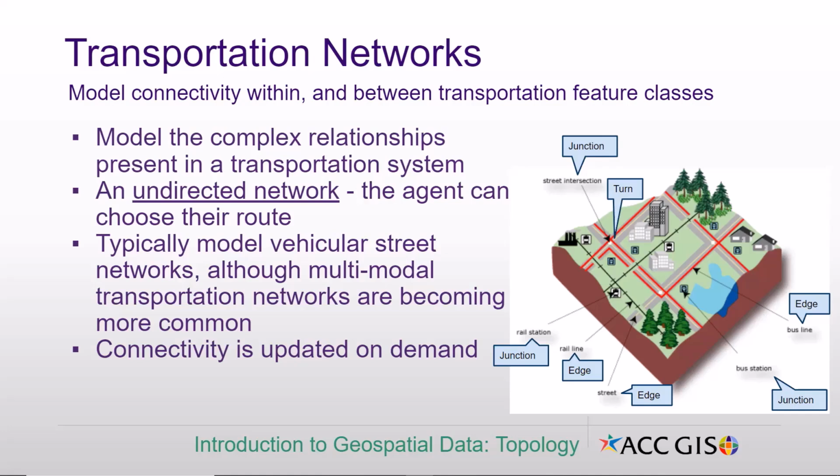The illustration on the right shows a multimodal transportation system in which I've modeled street, bus, and rail transportation networks. Each of those networks includes edges and junctions that allow you to transfer, for example, from one edge to another. In this case, the junctions don't line up, but if they did, for example, if the rail station lined up with a bus junction, then you could transfer from the rail to the bus line.